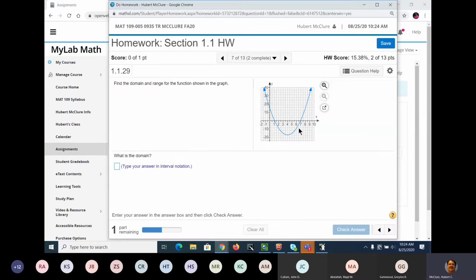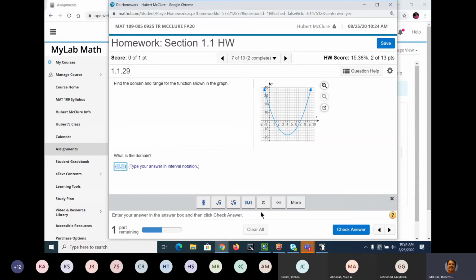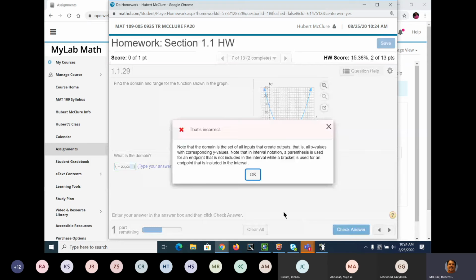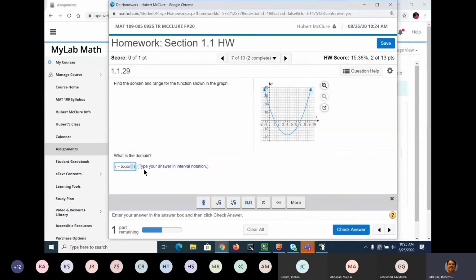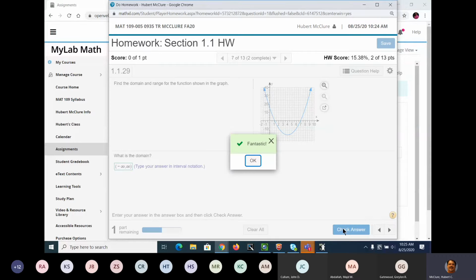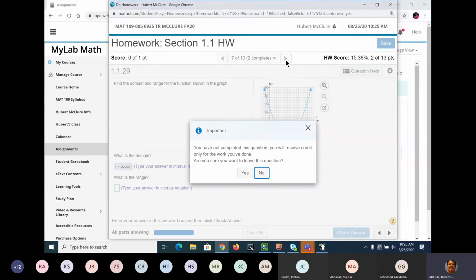The domain of this function, since it has arrows, is -infinity to +infinity because it keeps on going. So you would type that in interval notation. You would say parentheses, -infinity, comma, +infinity. And I put a space in there. I don't know why. Delete. Backspace. There we go. And then that could be a test question also.